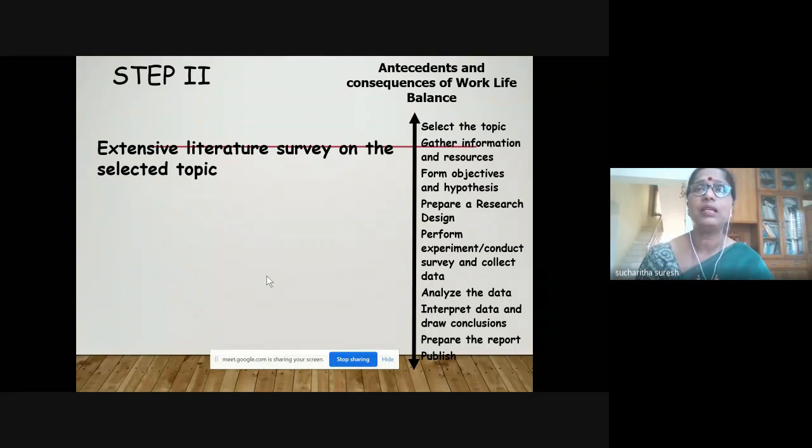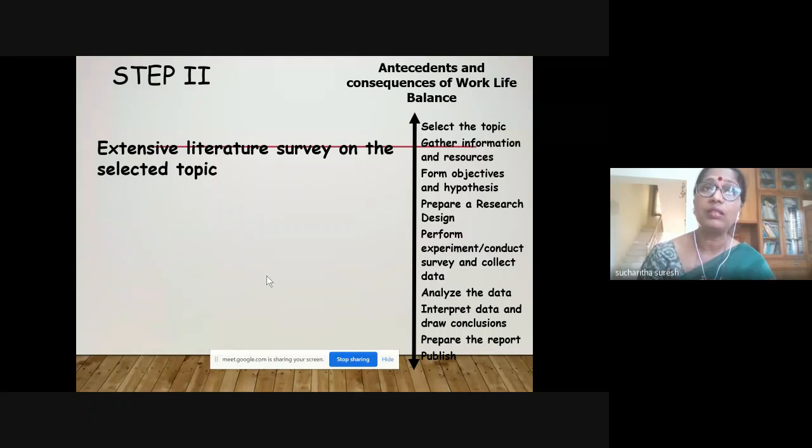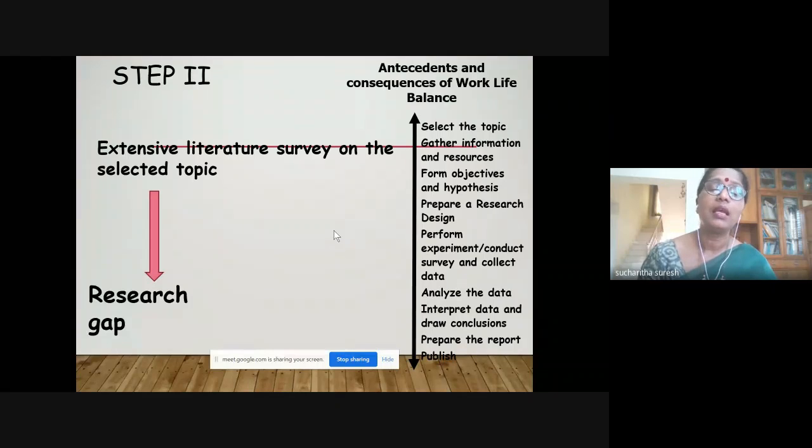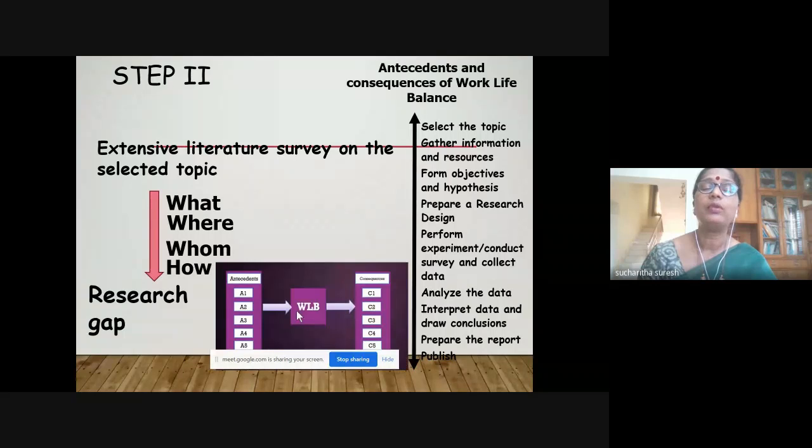Gap means a distance, a distance in knowledge. Some things are there, but some things are not there. Going through the literature, you realize that this is not done and this is done, so I need to focus on these aspects. So try to get the research gap, and that research gap will help you to formulate your objectives.